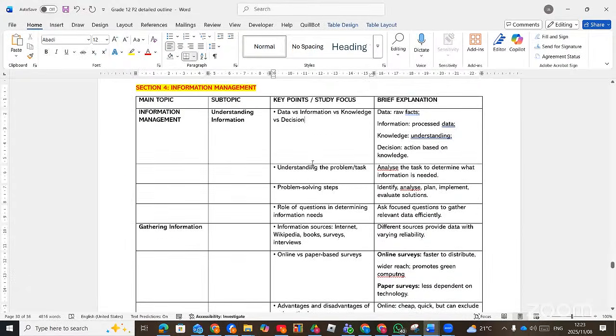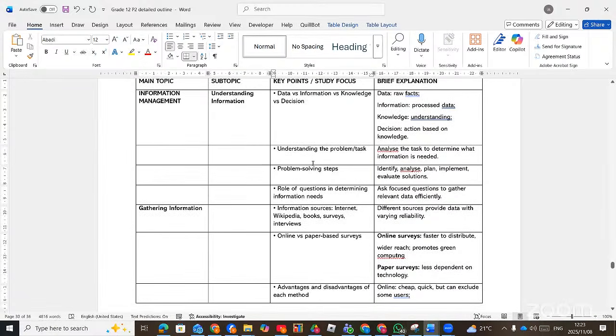Information management, you need to know data and information like we discussed. Task definition, like your PET. What should be included in the task definition? Like, why are you doing the investigation? The aspects that need to be included, the target audience. So all these must be mentioned when they ask you about the task definition. Problem solving skills. How do you solve a problem? By planning, analyzing, and others. You have to follow the steps.